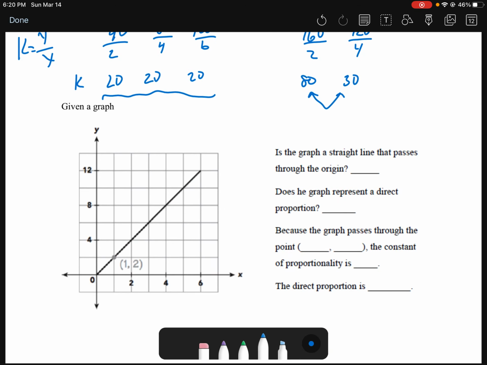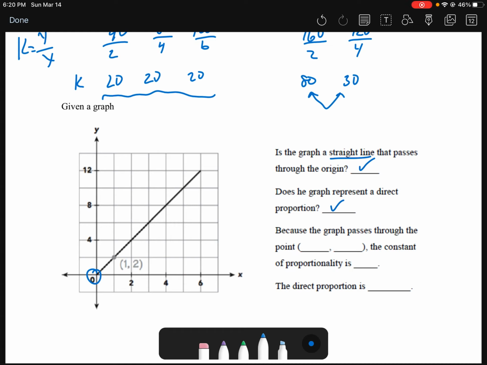When given a graph, you can ask yourself these questions. Is the graph a straight line that passes through the origin? If you look here, it does cross through our origin right there, so that's a yes. So does it represent a direct proportion? Well, it has to go through the origin, and there's something else too. It has to be a straight line, which we can see ours is. So yes, it does represent a direct proportion.